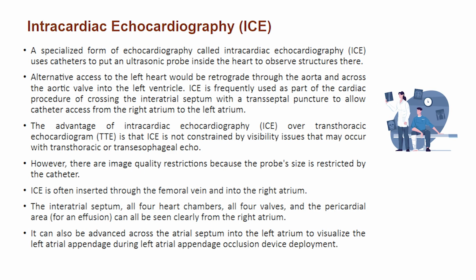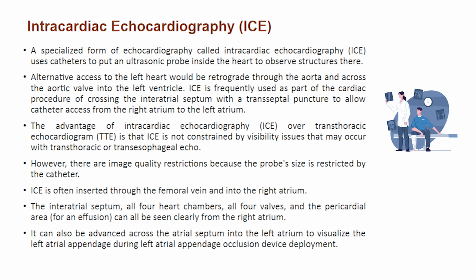Now, I will talk about intracardiac echocardiography. In brief, it is called ICE. A specialized form of echocardiography called intracardiac echocardiography uses catheters to put an ultrasonic probe inside the heart to observe structures there. Alternative access to the left heart would be retrograde through the aorta and across the aortic valve into the left ventricle.